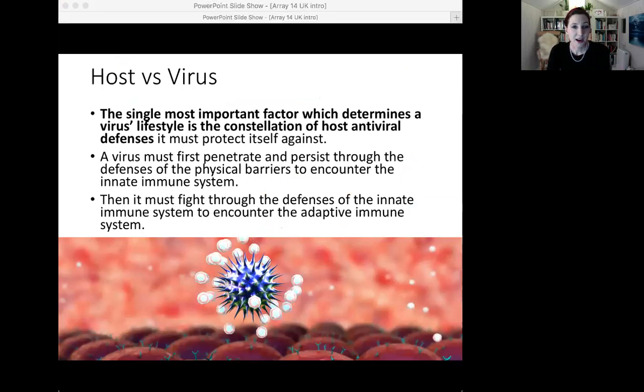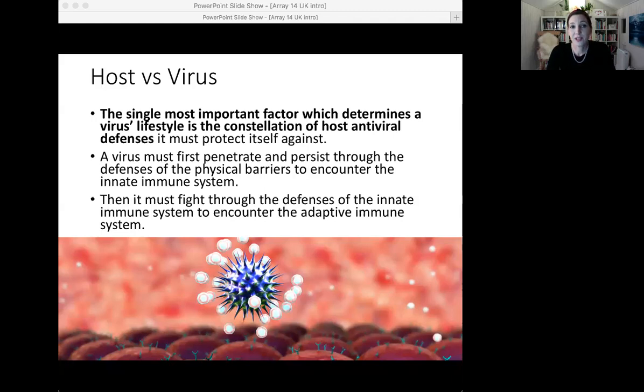So when it comes to viruses, now viruses of course are a hot topic for obvious reasons, but the single most important factor which determines a virus's lifestyle once it has come into contact with the host is the constellation of the host's antiviral defenses. So the virus must protect itself against the antiviral mechanisms of the host, which includes the mucous membranes, the IgA and the IgM that are found before they even hit cell level.